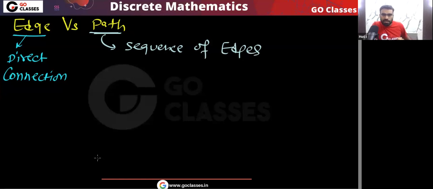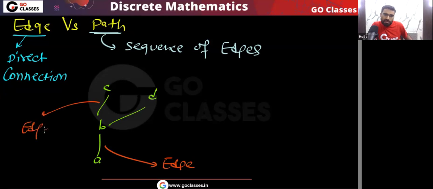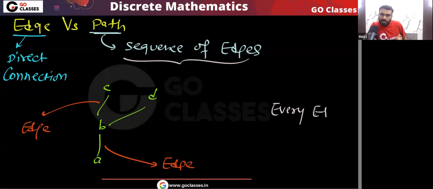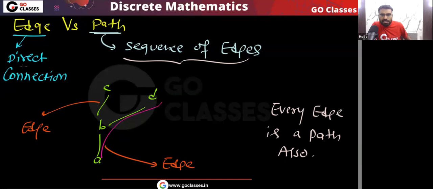Remember this very simple point. For example, say you have A, B, C, and let's assume you have D. Here you can easily notice that this is an edge, this is an edge. But remember, every edge is a path also, because a path is a sequence of edges. For example, this is a path. Remember, all the edges are in the upward direction.